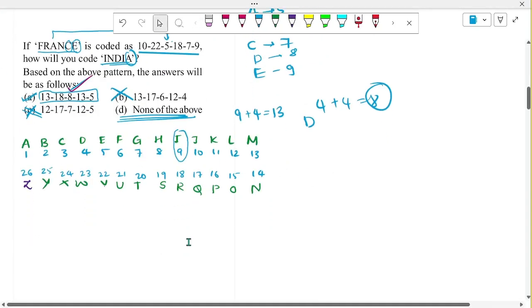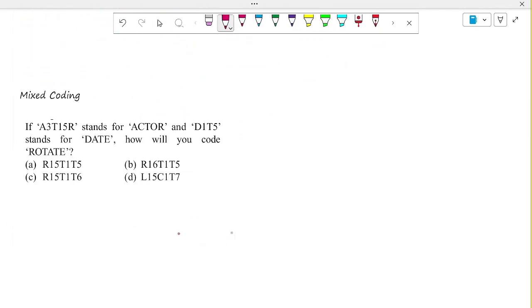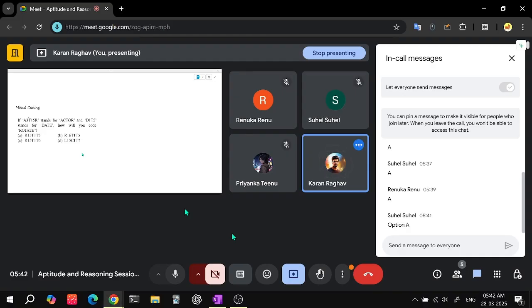We'll go for the next question. Okay, these are mixed coding, meaning in this you will have both digits and alphabet, and you need to identify what is the possible answer for this. Anyone?